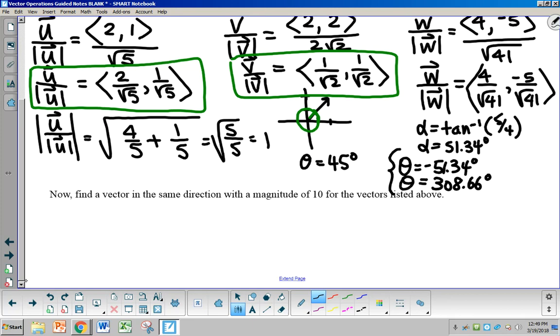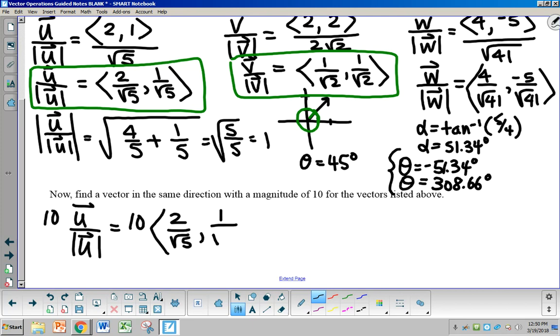So for the first one, it would be 10 times u over the magnitude of u, because this is the unit vector. We know this vector: root 5. 10 times 2 over root 5 and 1 over root 5. And so we can just multiply that 10 in and we get 20 over root 5, 10 over root 5. And this will have a magnitude of 10, but it'll be in the same direction as u.